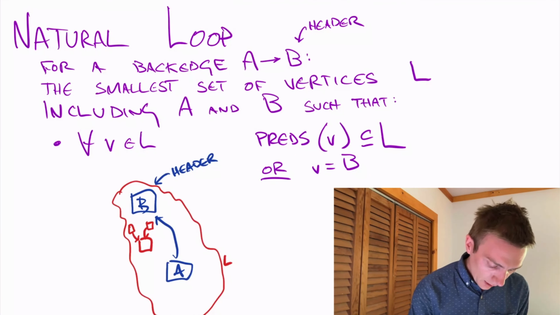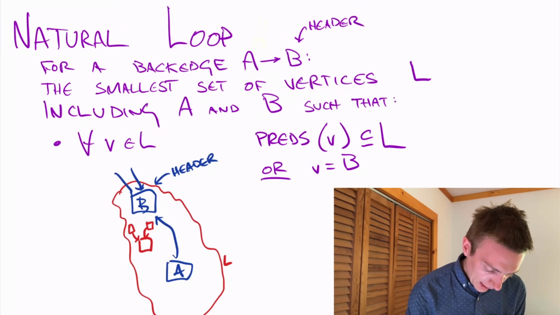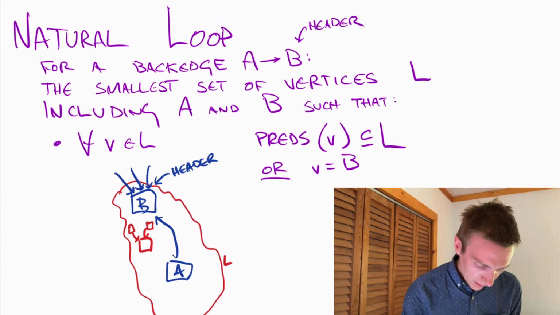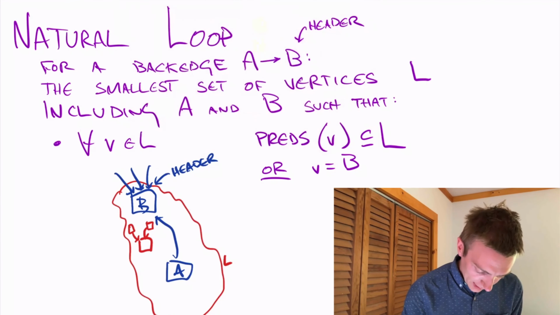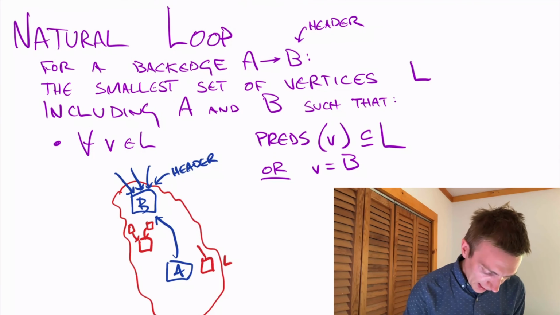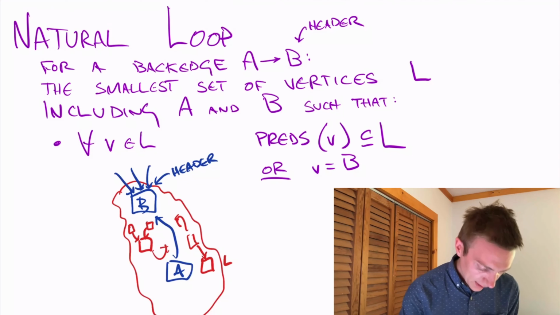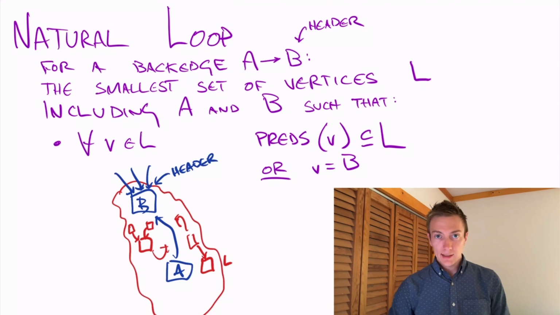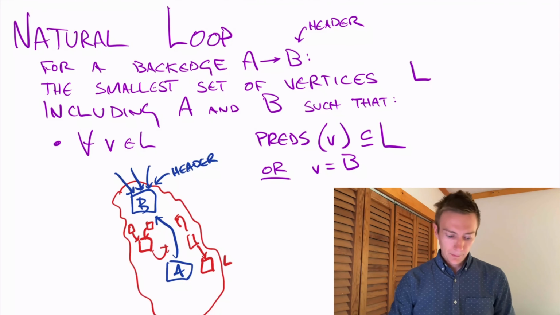In that case, you are a special vertex that has special powers, that is allowed to have in edges from outside of the loop. But otherwise, every other vertex, including A, can only have predecessors that are inside the loop. And you can have edges that go every which way inside of here. But in the end, this is a sealed container where the only entry point is B, the header. That defines a natural loop.